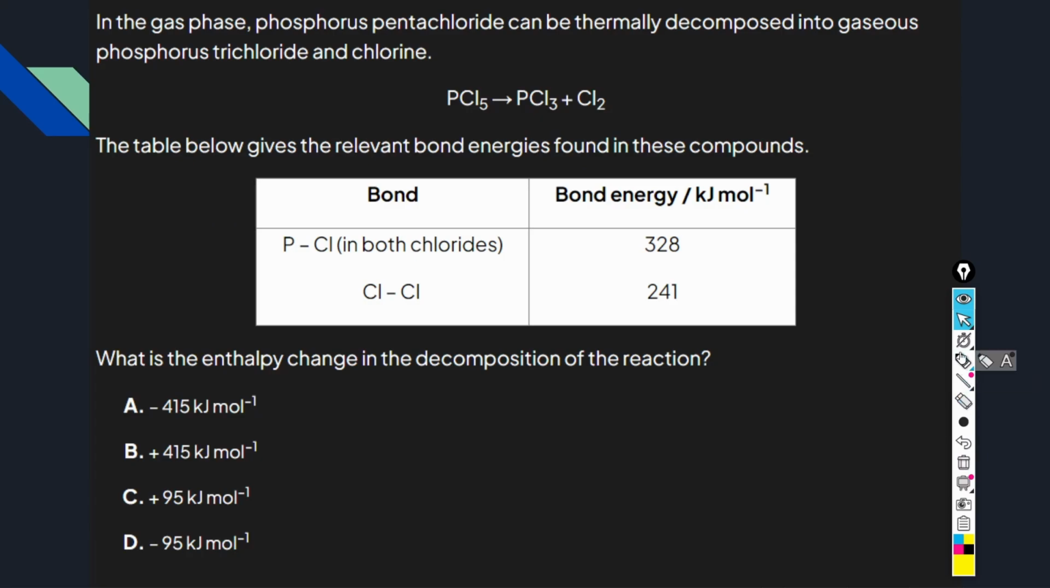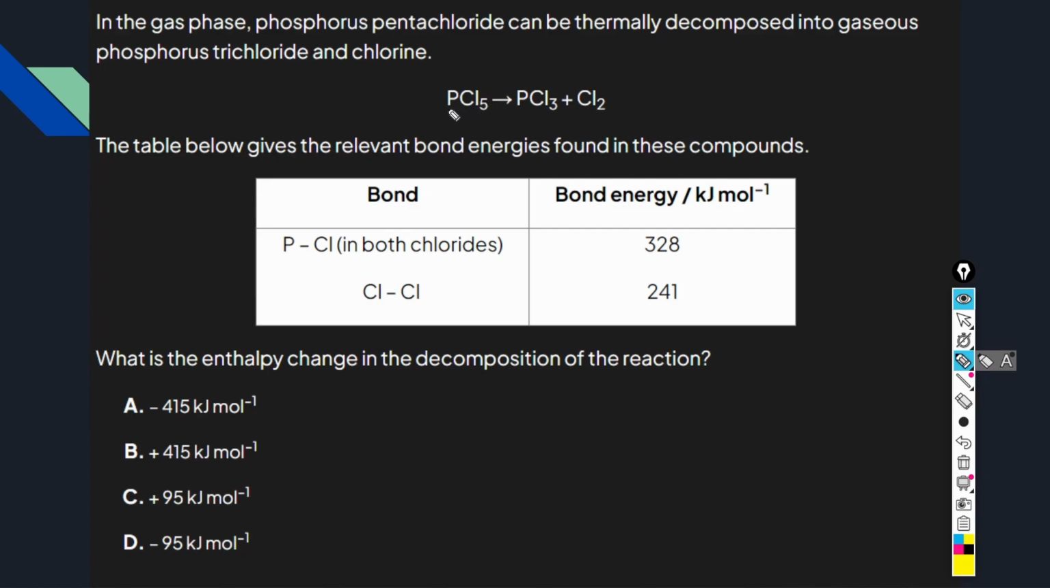This is the type of question you'd expect in bond energies. In the gas state, phosphorus pentachloride can be thermally decomposed to gaseous phosphorus trichloride and chlorine. The table gives the relevant bond energies found in these compounds. What is the enthalpy change of decomposition of this reaction?